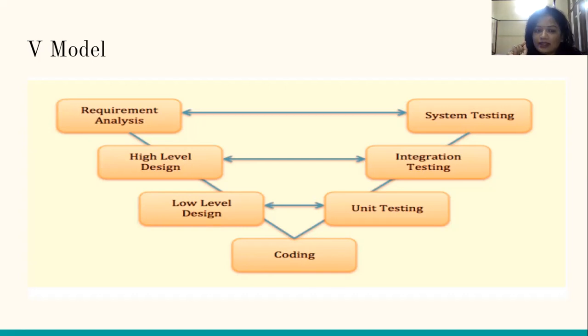It's dynamic, hence it's called verification. We can see the code of the software on the left-hand side, and on the right-hand side is validation, that is the testing part. So here the development and the testing activities occur parallelly, and as the shape is V, it is called the V model.